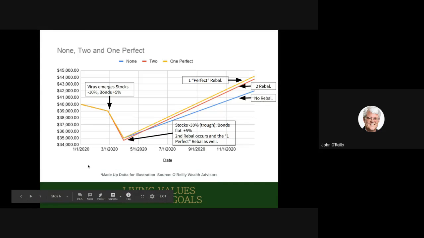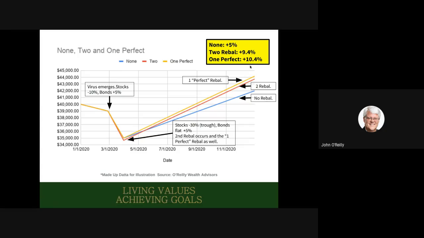Okay. So now we go here, and now we have the results. So the no rebalance is the blue line here, and that represents 5% up. That makes sense because the stocks at the end of the year were up 10% across the whole year, and bonds were flat. And since the stocks are one half of the portfolio, one half of 10% is 5%. So the whole portfolio is up 5%.